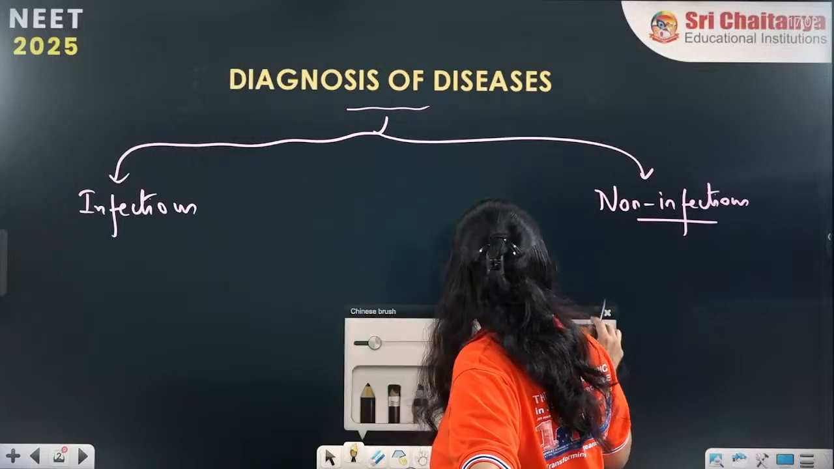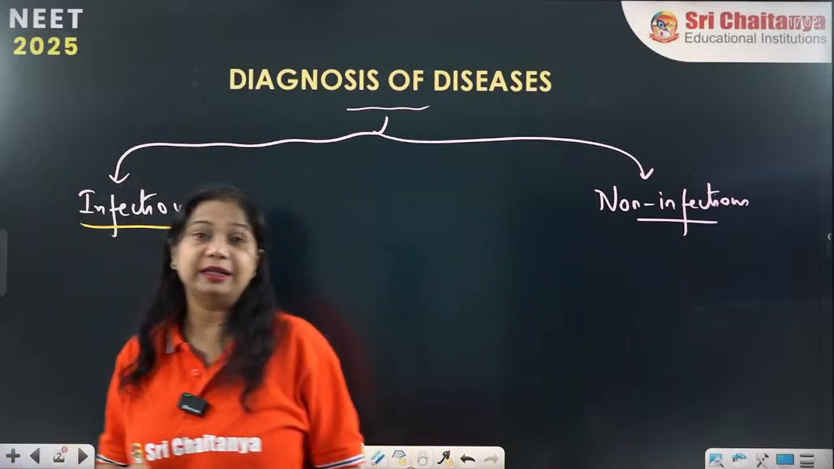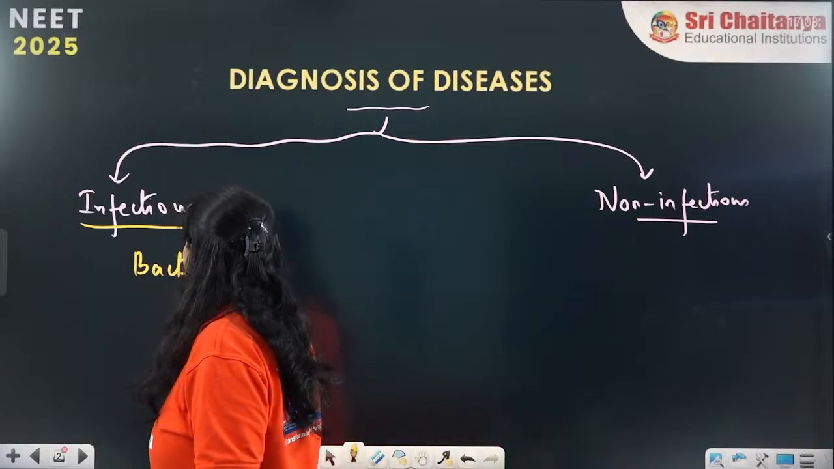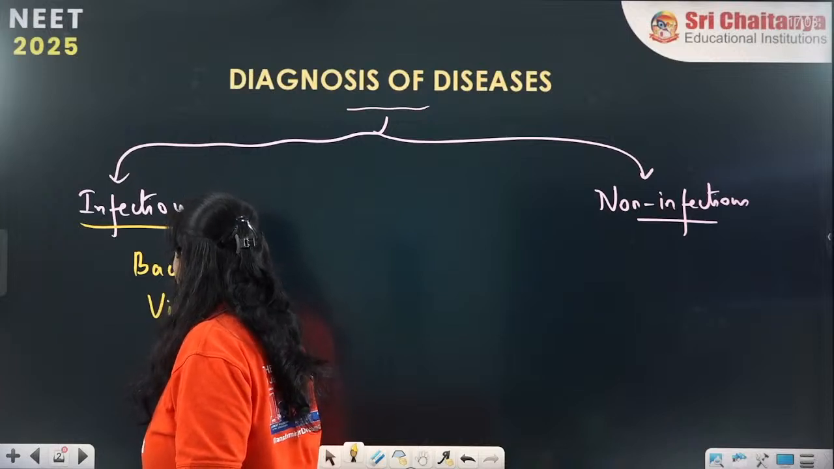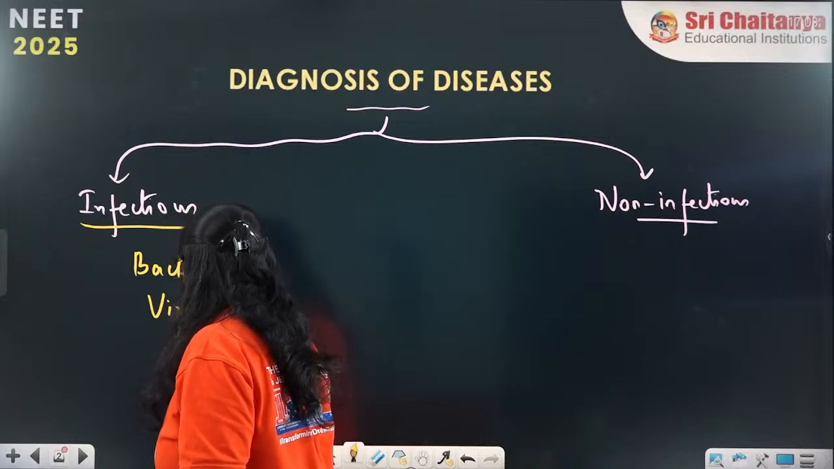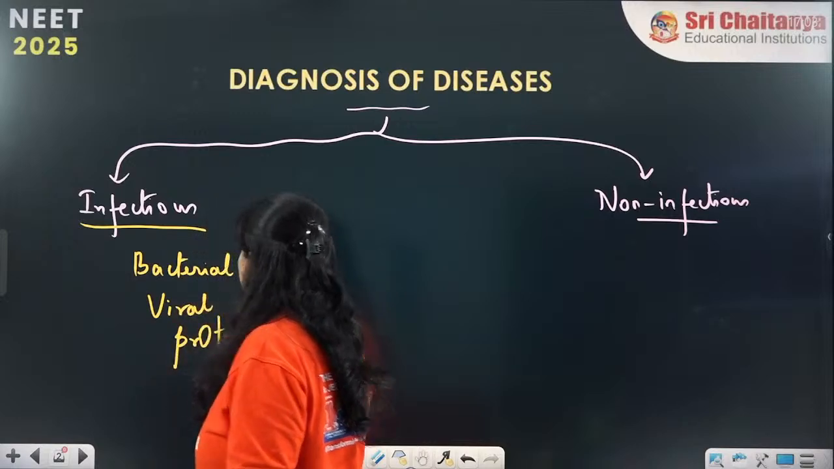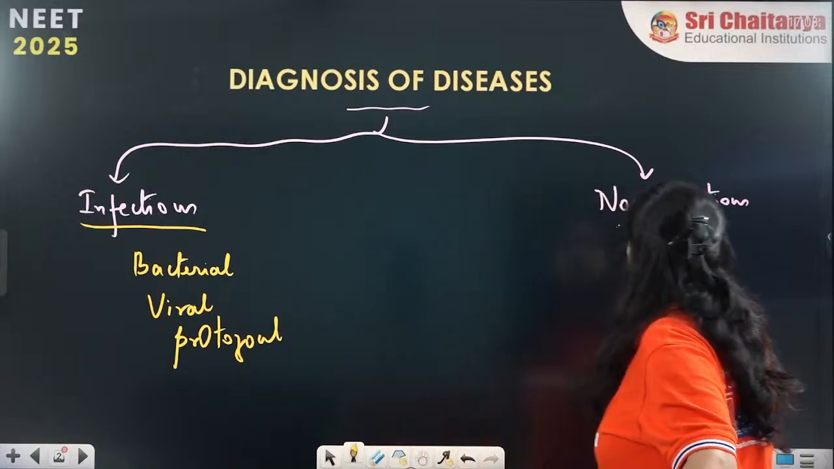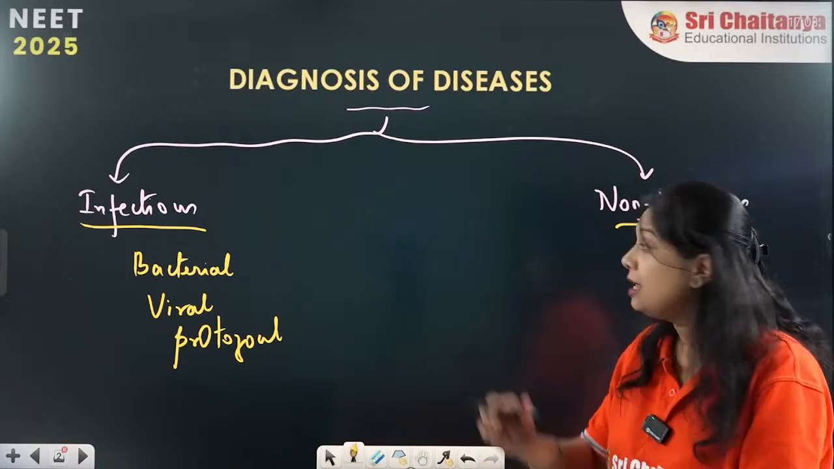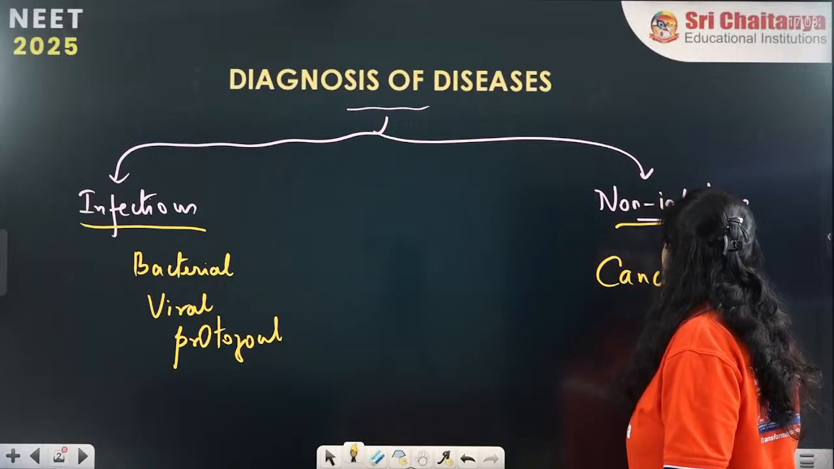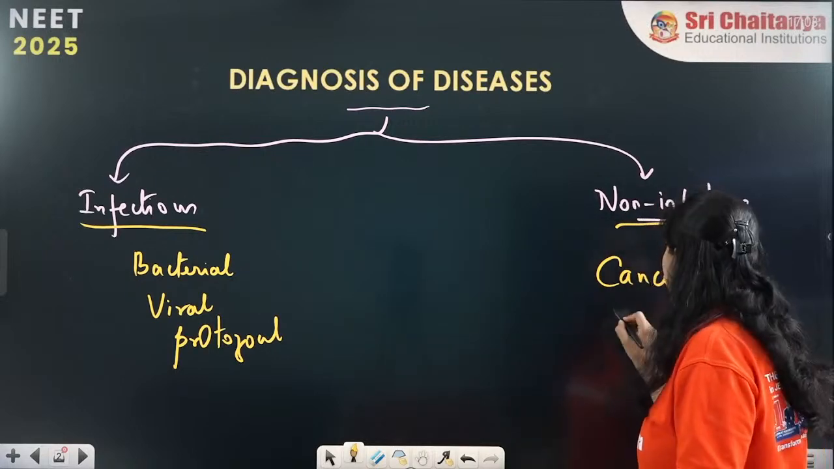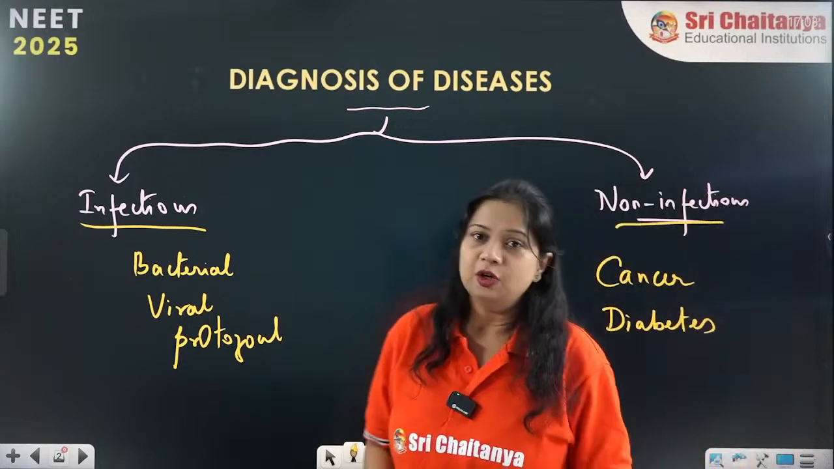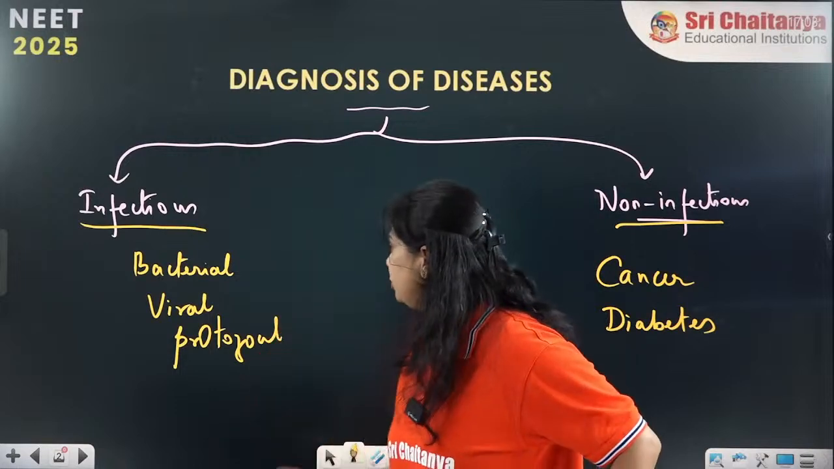The diseases that can be detected by these methods are the various types of bacterial, viral, protozoal as well as worm infections. These are detected by various methods which we are going to discuss today. Other non-infectious, non-communicable diseases, primarily cancer. Other than that, there can be diabetes, and we are going to discuss how it is detected. So these are the various methods we are going to study today.